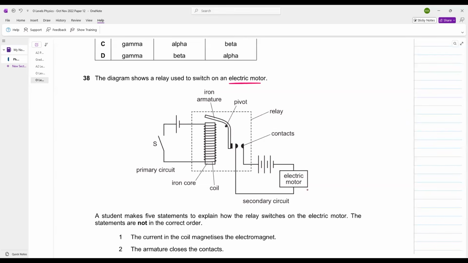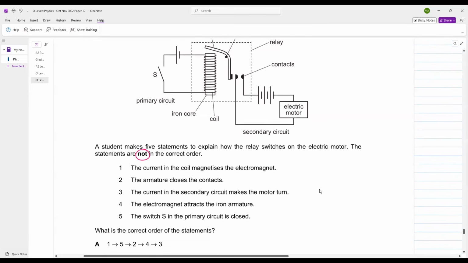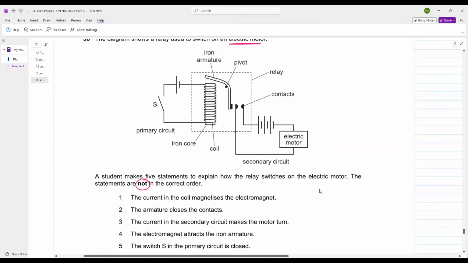The diagram shows a relay to switch on an electrical motor. अच्छा जी, एक relay लगी हुई है to switch on an electrical motor. A student makes five statements to explain how the relay switches on the electrical motor. The statements are not in correct order. हमें statements को correct order में रखना है. Okay, so first of all, what will happen?